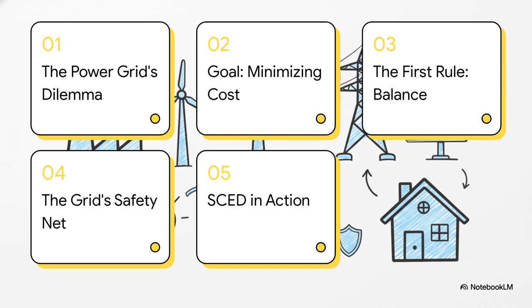We'll start with the basic problem, then look at the simple goal of just minimizing cost. After that, we'll add the first big rule of grid physics, layer on the all-important safety net, and then, finally, we'll see how it all comes together in a real-world example.